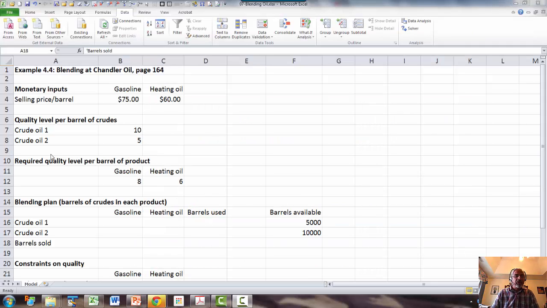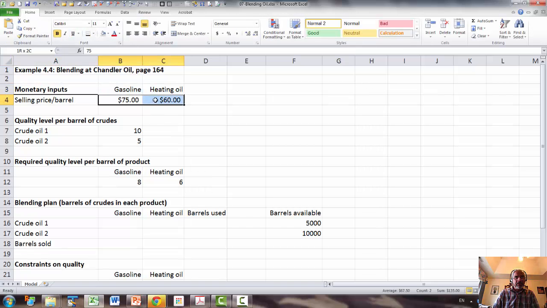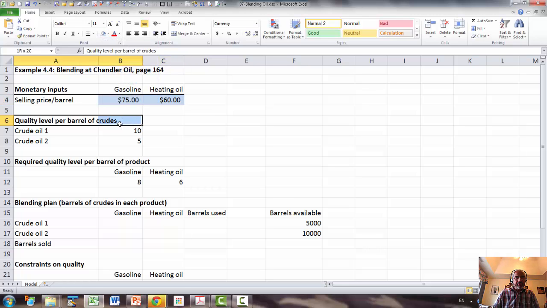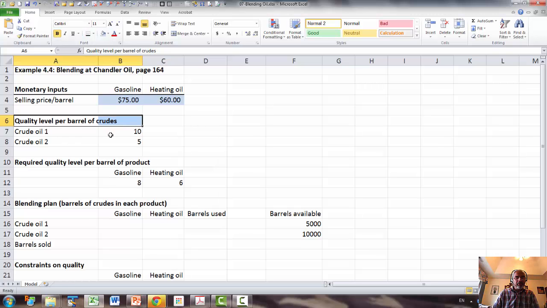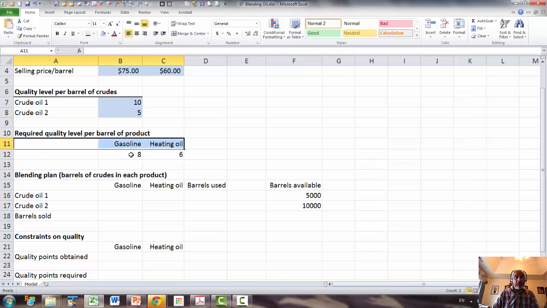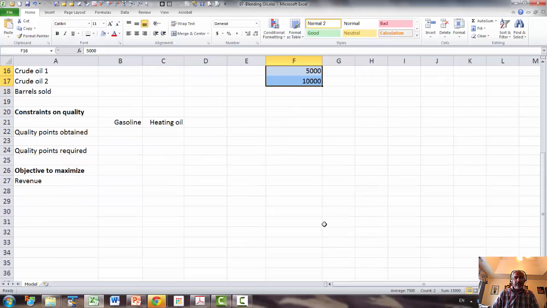Okay, let's first format the spreadsheet. So here are these selling prices. Let's color code that as input. Quality level per barrel of the input, 10 and 5 for crude oil 1 and 2. Required quality level per barrel for the output, for the products coming out. And these are the barrels available of the crude oil. Okay, that's input 2.